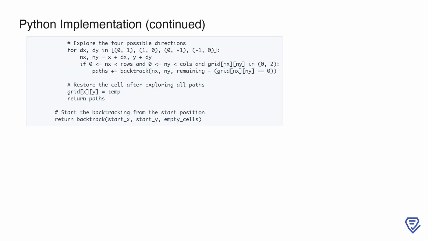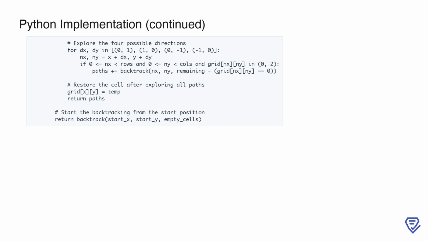Now, within the backtrack function, we explore the 4 possible directions: right, down, left, and up. For each direction, we calculate the new coordinates, nx and ny, and check if they are within the grid boundaries. Additionally, we ensure the new cell is either an empty cell, represented by 0, or the end cell, represented by 2. If these conditions are met, we recursively call backtrack on the new position, decrementing the remaining counter if the cell being visited is empty. This recursive exploration allows us to traverse all possible paths while ensuring each cell is visited only once per path.